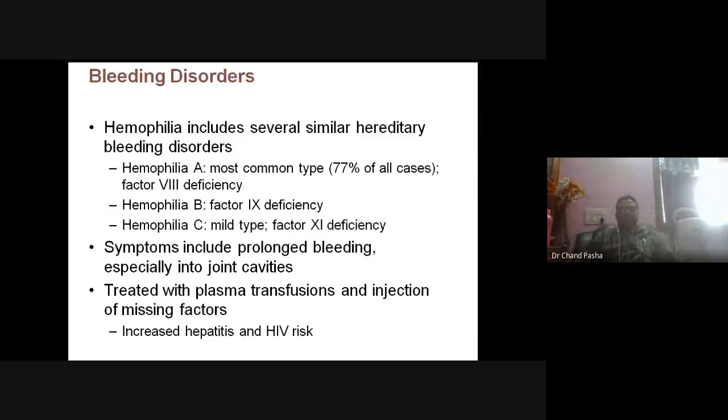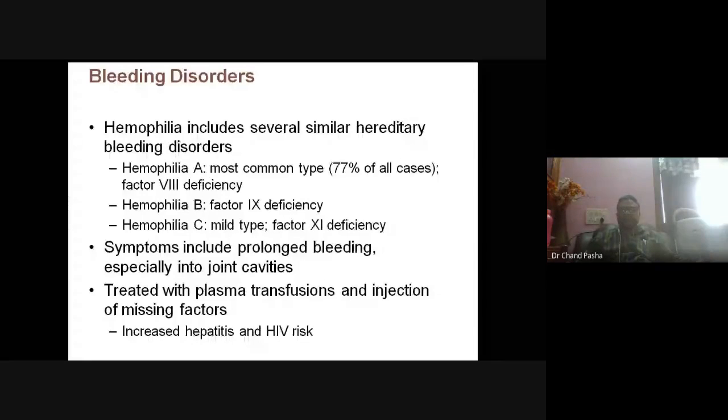So symptoms include prolonged bleeding, especially into joint cavities, treated with plasma transfusion and injection of missing factors. And hepatitis and HIV risk will be increased if you are having hemophilia, especially.